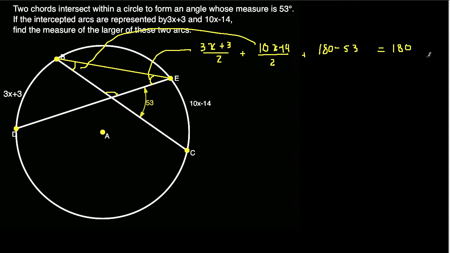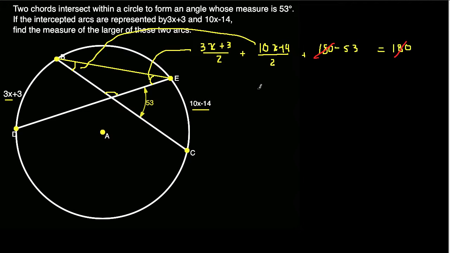So I want to solve this equation for x, and then I want to evaluate this and this to see which one is larger. I subtract 180 from both sides, so this cancels. This cancels with that. I add 53 to both sides of the equation.